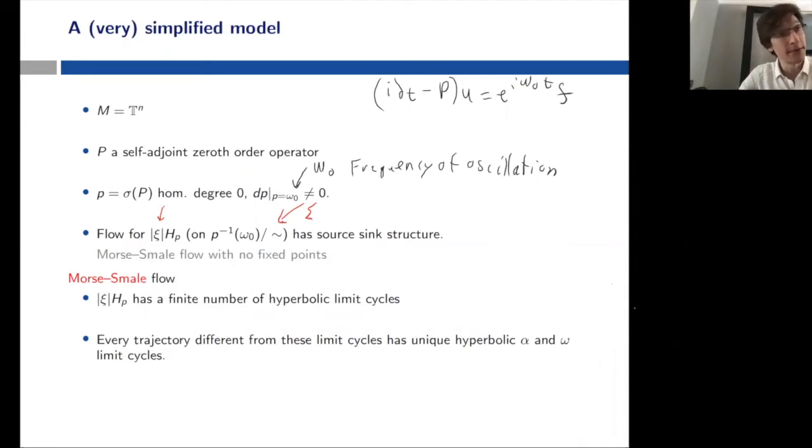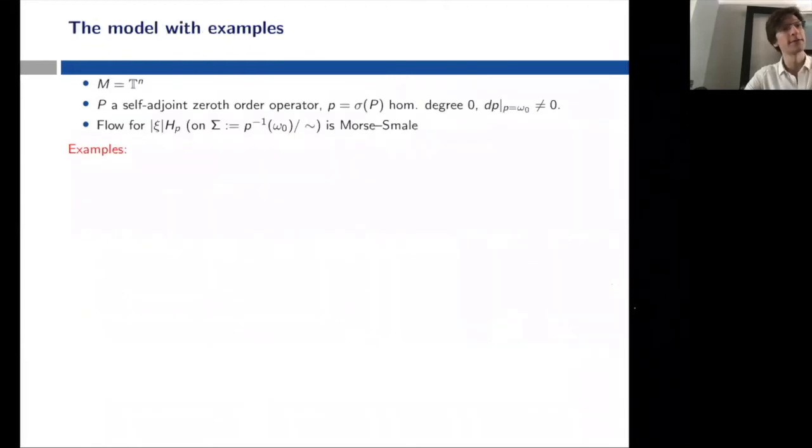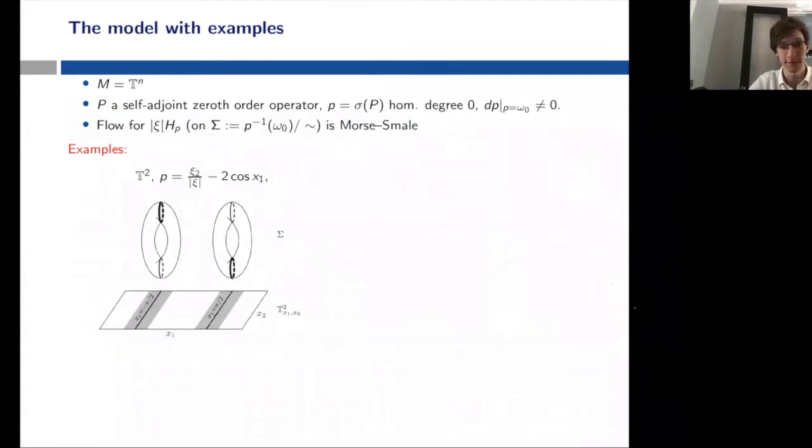Okay, so this is the setting I'm going to work in. Again, we've removed the boundary to simplify the problem, and I want to stress that it's crucial that this is a zeroth order operator. Okay, so now let's look at some examples, right? So again, on the torus, in this case, just the 2-torus, here's a simple example for you. You just take the momentum squared over the absolute value of momentum and subtract a simple cosine. And what you observe is that your sigma is the union of 2 tori, right?